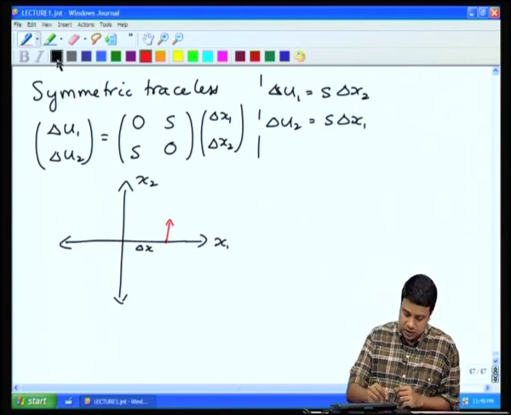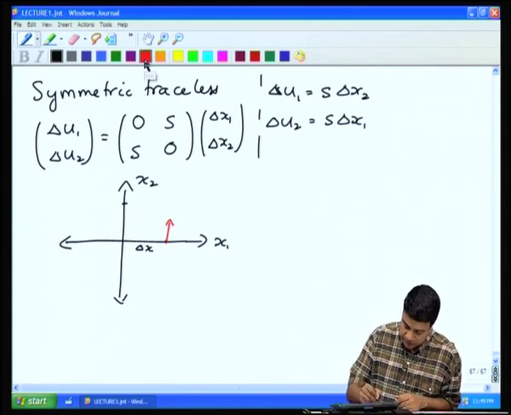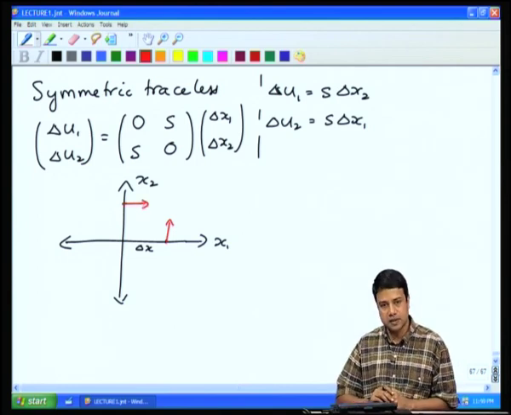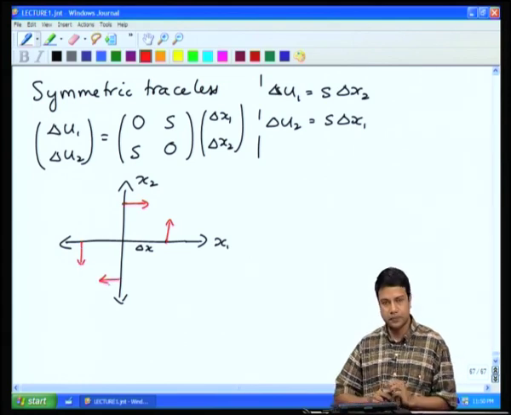If I go a small distance in the x2 direction, then delta u1 is equal to plus s times delta x2, and delta u2 is equal to 0. When I go in the minus x1 and x2 directions, the directions of these arrows are reversed. That is quite easy, because if I go minus delta x1, then delta u1 is equal to 0, delta u2 is equal to minus s times delta x1. You can do it at various other intermediate directions.